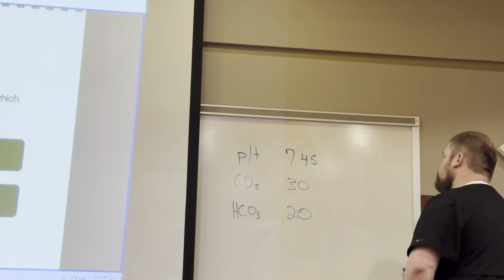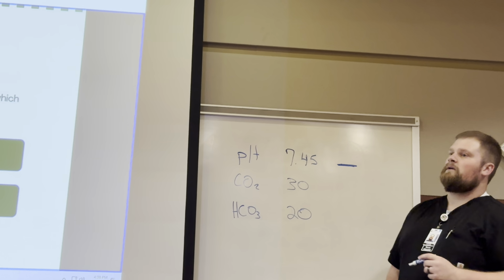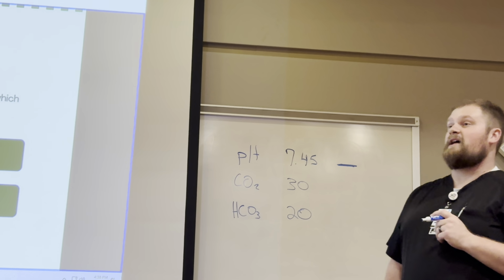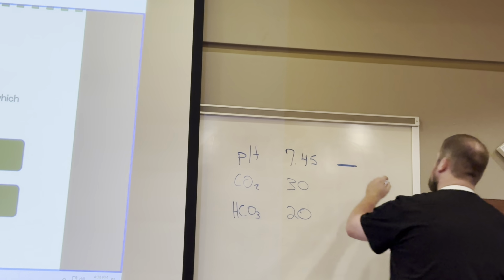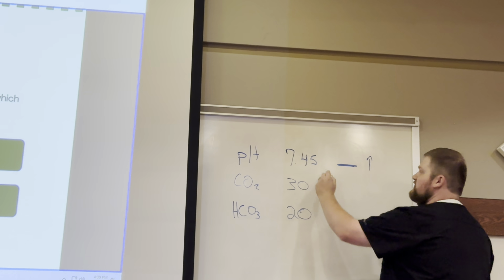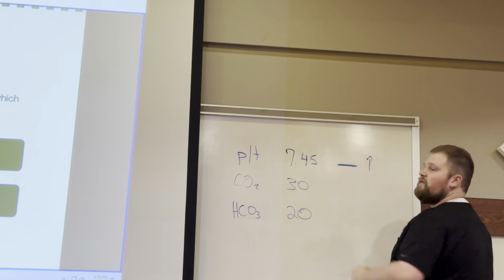pH 7.45, high or low? Normal. It's normal, okay? Well, let's talk about it another way. Which way is it normal? It's high normal, right? So it's just out of range of being too high because it's 7.45. CO2 of 30, low, right? Bicarb of 20, low.